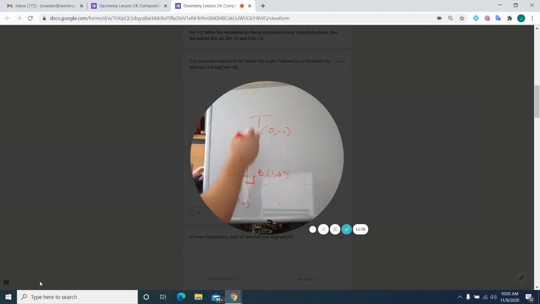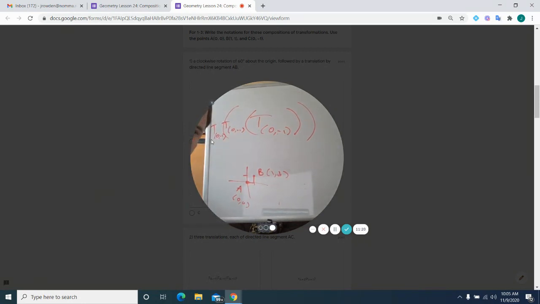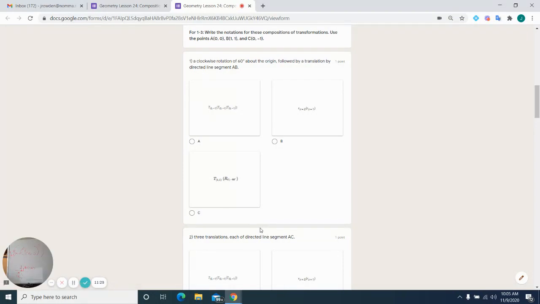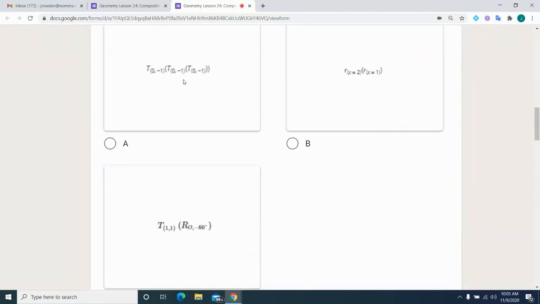But we're doing it 3 times, it says. So let's do right here, T 0, -1, T 0, -1. So I know I'm getting kind of cramped over here, but you see what I'm doing. You do T 0, -1, T 0, -1, T 0, -1. So just the same translation 3 times in a row. So right here, we see our answer right there.